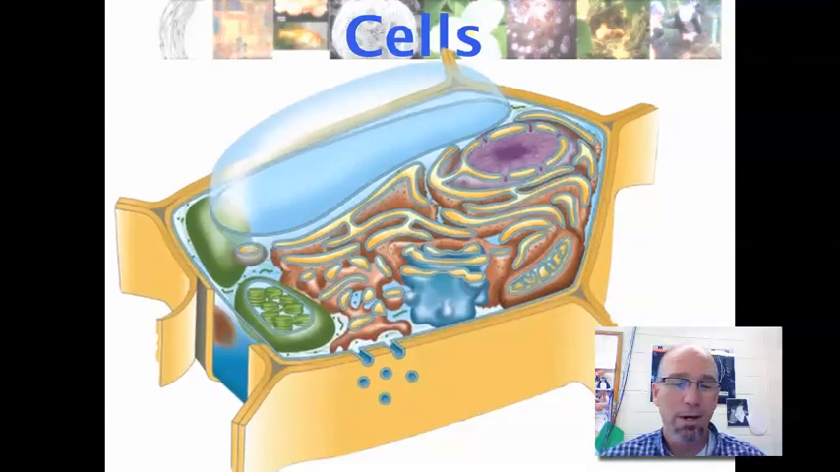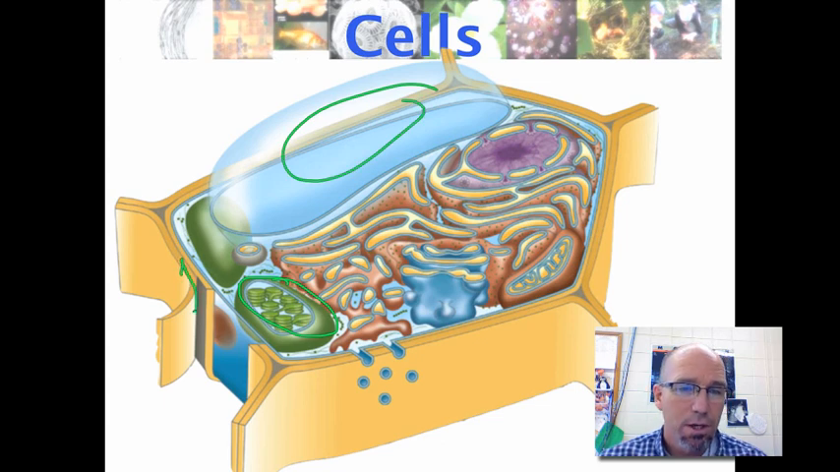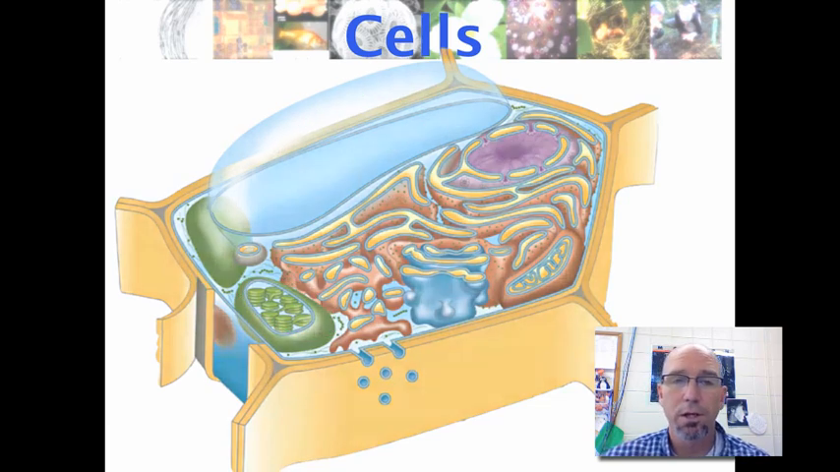So here's a plant cell. So what's different? What's different? This plant cell has chloroplasts, has a large central vacuole, and has cell walls. Cell walls. So some differences there between these eukaryotic cells.